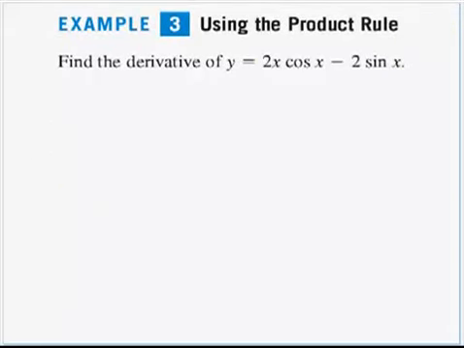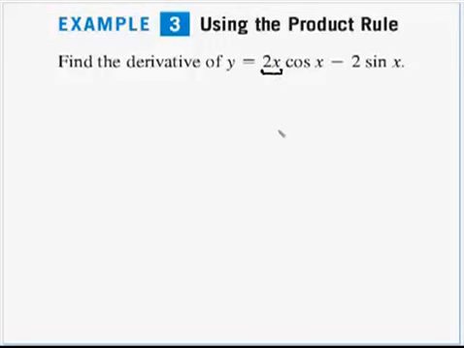Okay, here's our last example for the product rule. Find the derivative of y equals 2x cos x minus 2 sine x. Well, first thing you need to figure out is, where do we need the product rule? Well, this second term here, that's just a constant times sine x, so that's not the product rule part of the problem. But right here we do have a product.